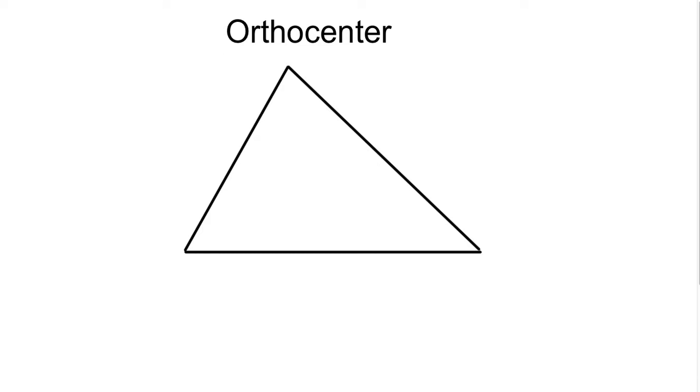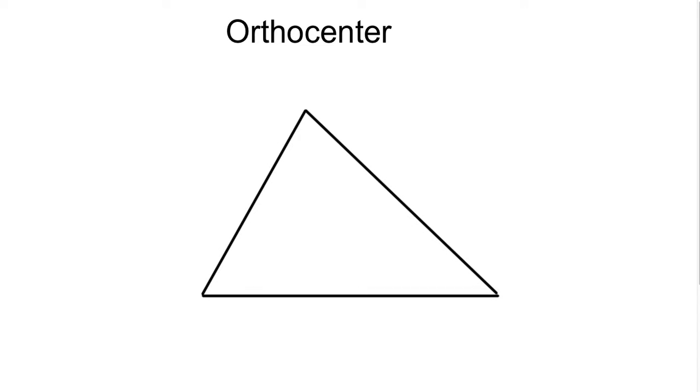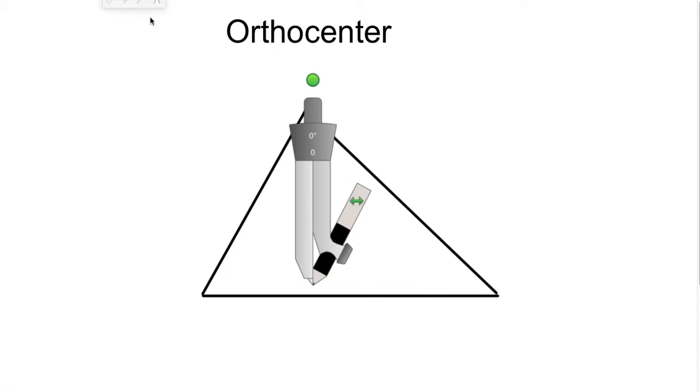So to find an altitude, we need to draw a line that's going to be perpendicular to a side that goes to the opposite vertex. In order to do that, we need to get out our compass. So I'm going to show you how to do this using a compass.